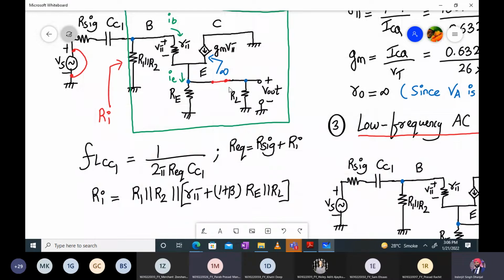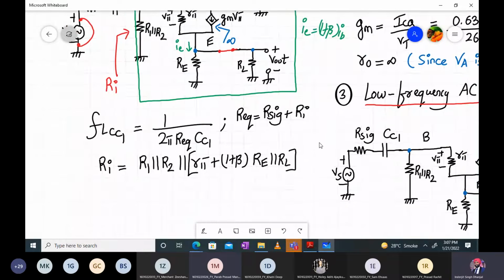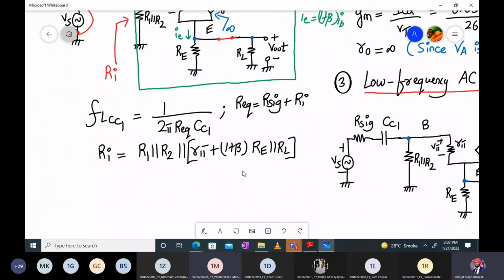Because the current flowing through base terminal is IB and current flowing through emitter terminal is IE. And how they are related? IE is 1 plus beta times IB. Okay, so that's why this 1 plus beta times term is coming. Now you have to calculate this and then let me know how much is the answer. So according to my calculations, R1 parallel R2 is 16.67 K. R pi value is 4.11 K. 1 plus beta is 101.